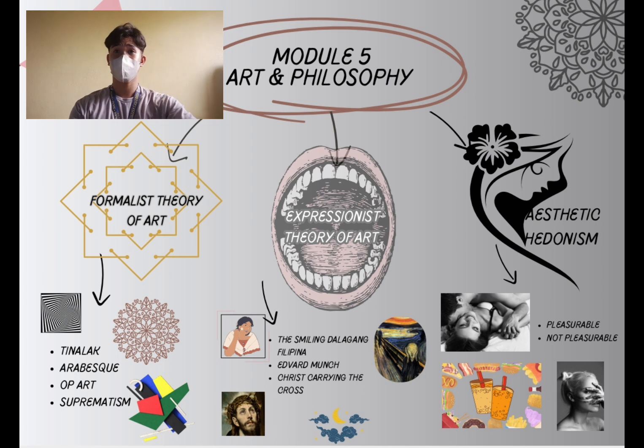The next one is the expressionist theory of art. When we say expressionist, it is something where we want to express our feelings. We want to express one thing. So the expressionist theory of art is a theory that states that the main purpose of art is to express the emotions, feelings, and inner experience of the artist or of us. And I have three examples.